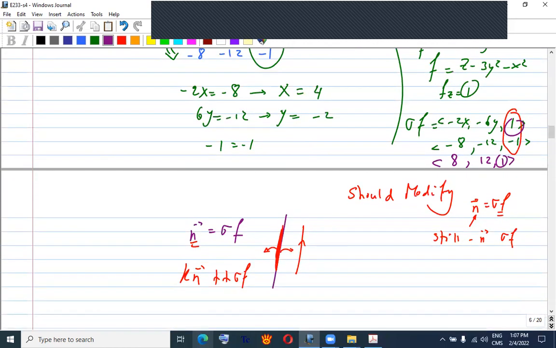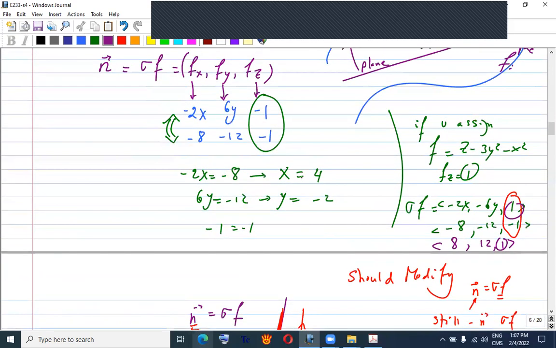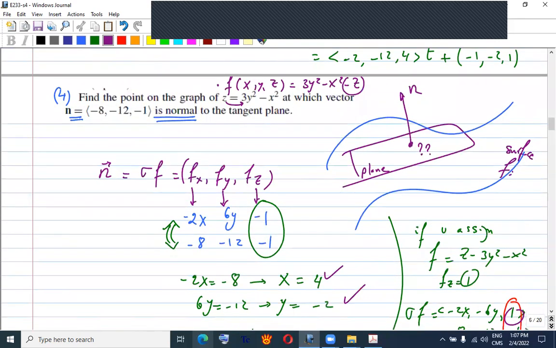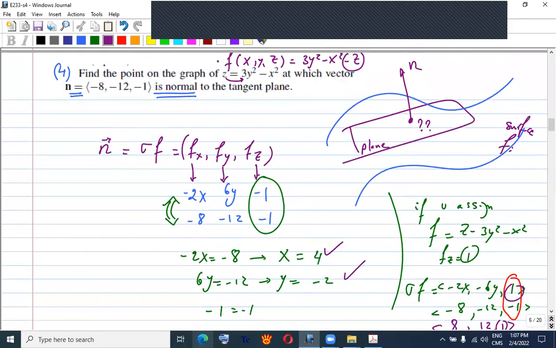Still the Z, by the way, we didn't find Z. Yeah. So we have X, we have Y. How much is Z? You go back, you replace it to get Z. Okay. So where's the point? The point is on the graph. Still the Z. Get it? Yeah. X equal 4, Y equal -2.